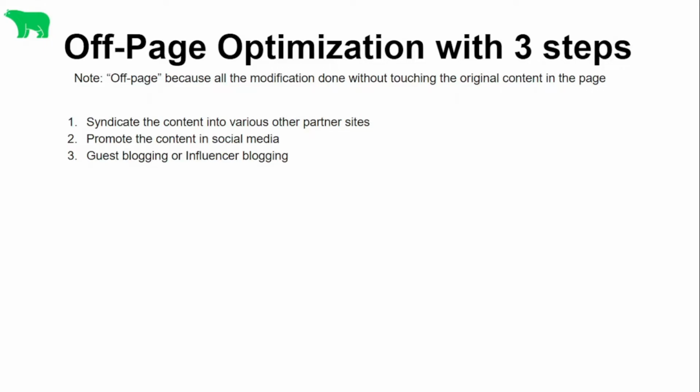Second is to promote the content on social media. This is quite obvious. Obviously, if you have to improve social media engagement, you have to promote content in those places. The third point is guest blogging or influencer blogging.